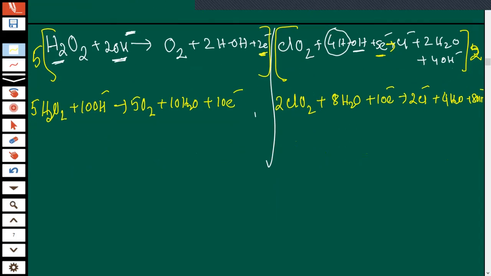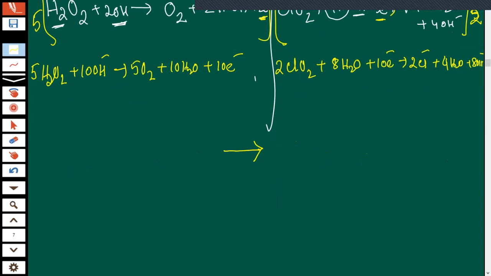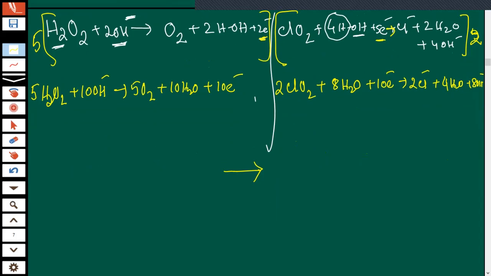Now you add both the parts. Adding means, whatever is in the left hand side, this thing is in left hand side, this is in left hand side, and this is in left hand side. 5 items are in the left hand side. So you write down 5 H2O2 plus 10 OH minus, then 2 ClO2, then 8 H2O, then 10 electrons.